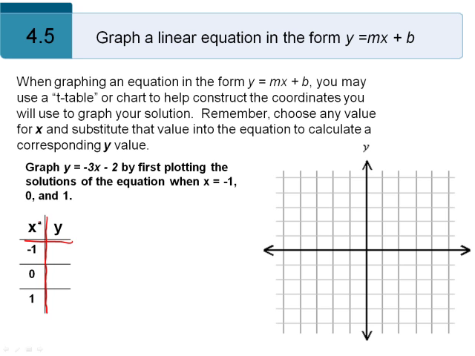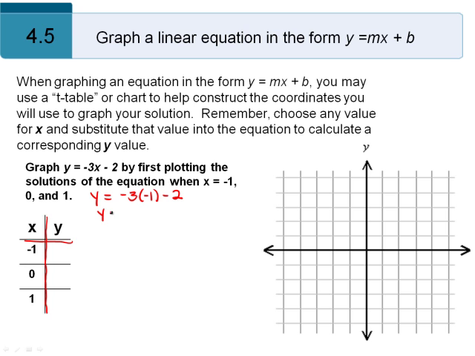Now, here they say to graph y equals negative 3x minus 2 by first plotting the solutions of the equation when x equals negative 1, 0, and 1. Now, normally I would not use negative 1 as one of my first numbers, but they've asked us to, so in this case I'm going to do what they say because, you know, I'm a rule follower. So what you have to do is take the negative 1 and plug it into your equation, negative 3x minus 2, where the x is. So you have negative 3 times negative 1 minus 2. And that's what we have to work out.